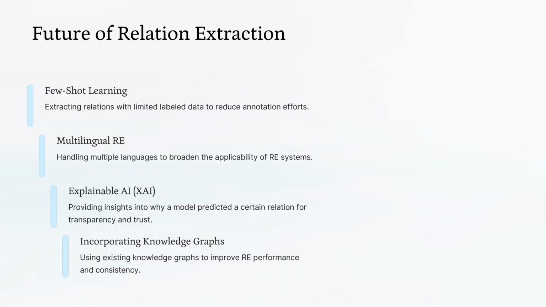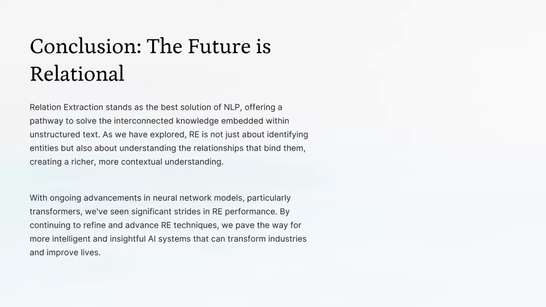Next, incorporating knowledge graphs. This verifies the extracted relations and ensures consistency, improving accuracy and reducing errors. Taking an example, a model extracting information from scientific papers can cross-check facts against established knowledge graphs to validate the relationships.